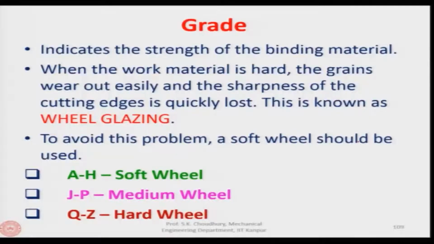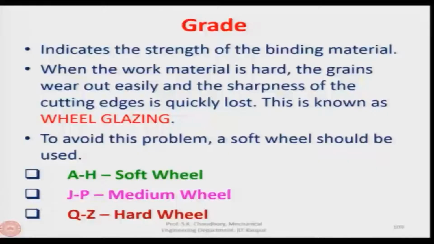To avoid this problem, a soft wheel should be used, because in the case of a soft wheel, if the workpiece material is hard, the wheel grains will be worn out, but they will be dislodged, because the wheel is soft. And why do we want the grains to be dislodged? Because behind the dislodged grain there will always be sharp grains. Those sharp grains will come out and they will remove more material and consume less power. Here the specification of the grade is A to H, which is also internationally accepted. A to H is the soft wheel, J to P is the medium wheel, and Q to Z is a hard wheel.